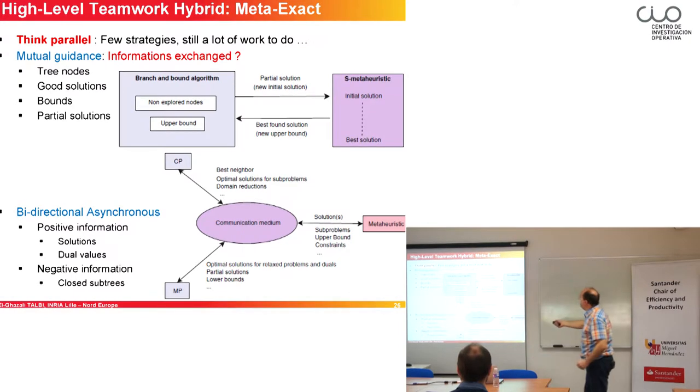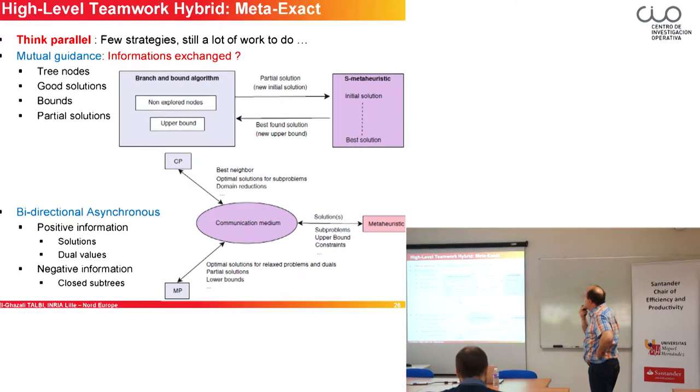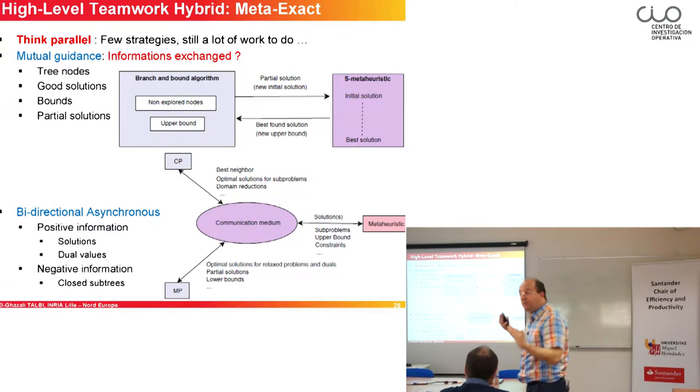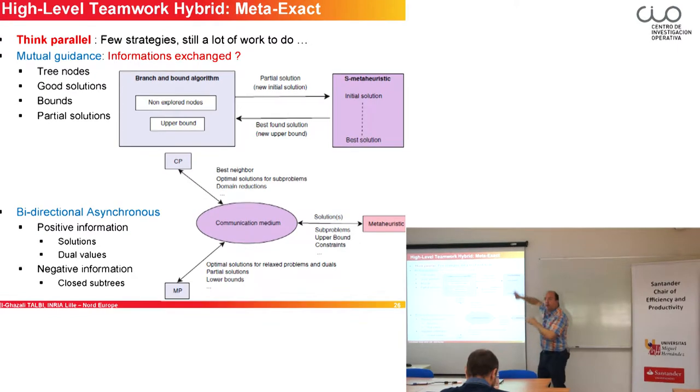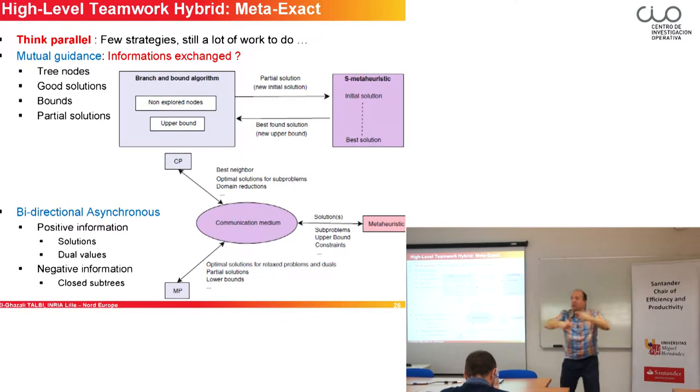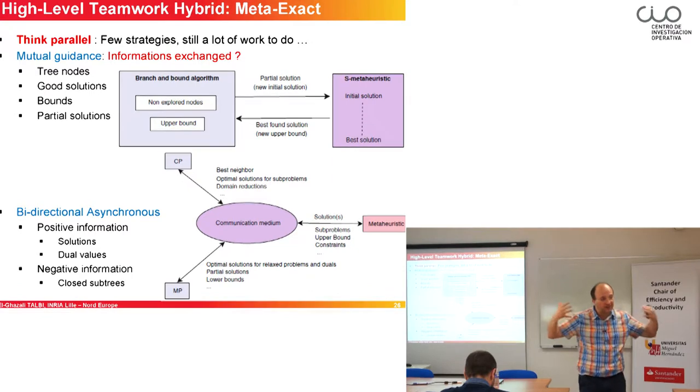Here, this is another example we did in a PhD. So this is my message for you today. Always think in parallel. You are evolving in parallel here. So always think in parallel. Suppose that I can also have many boxes of metaheuristics, many boxes of branch and bound, exploring different parts of different trees in parallel. Which information do I exchange in parallel, not in a sequential way, in a parallel way.